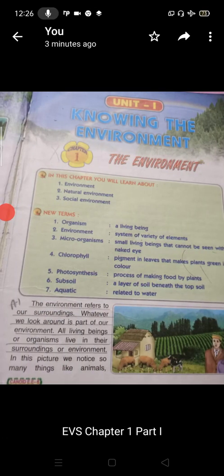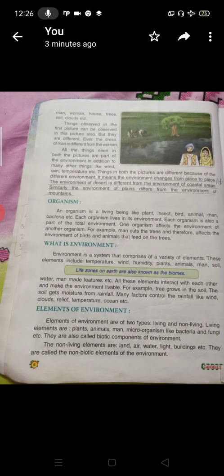Similarly, if you see the first picture again, you will see that the man is wearing a cap. There are sheep. You can see the steep farming. So we can make out that they are from a mountainous region. So from the picture you can differentiate that they are from different environments.